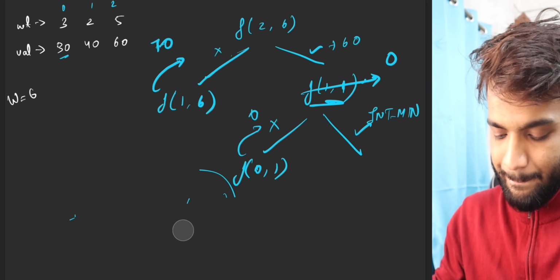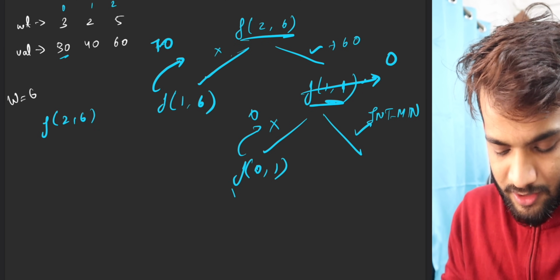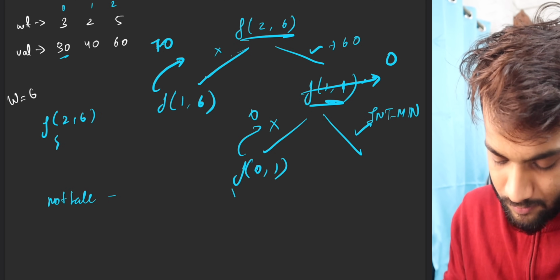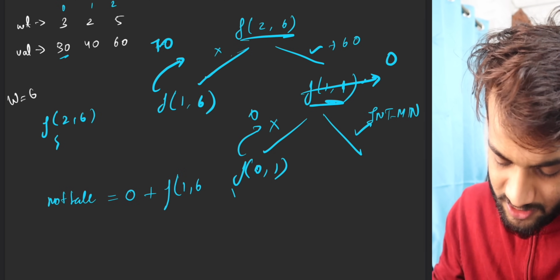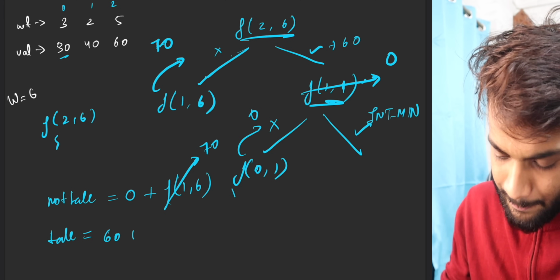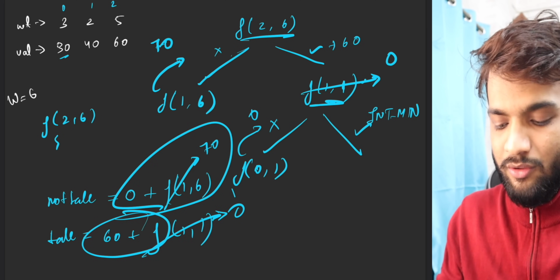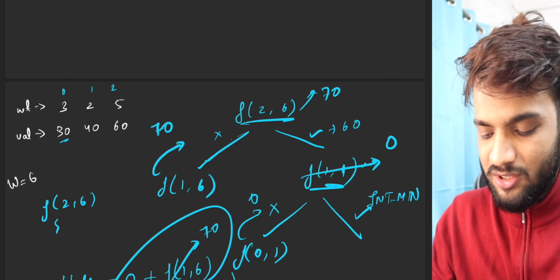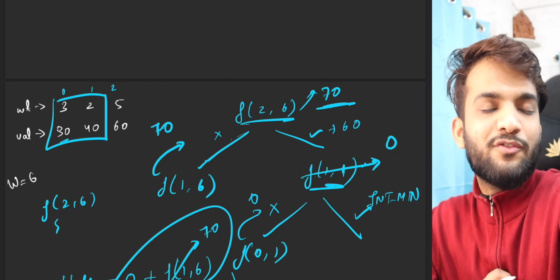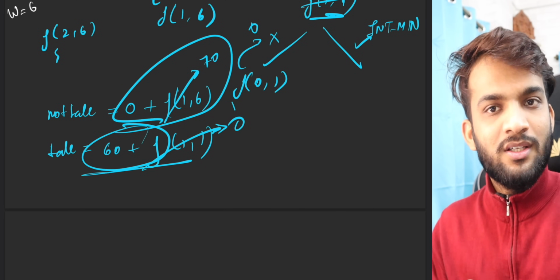Let's write the next step. What's the next step? F of 2, 6. So you're at f of 2, 6, correct? What are the options? You decide to not take. So if you decide to not take, you get 0 plus f of 1, 6, which is 70. And if you decide to take, that's 60 plus f of 1, 1, and this is 0. So 70 is more or 60 is more? Definitely 70. So this returns 70. And that's very obvious because if you pick up these couple of guys, it gives you 70. So actually we're trying out all ways and we eventually got 70, right?